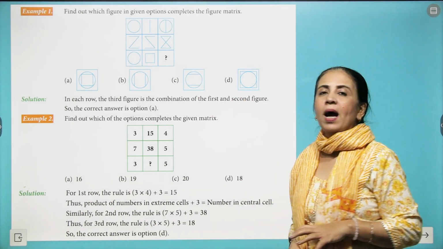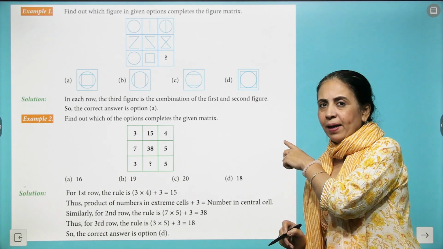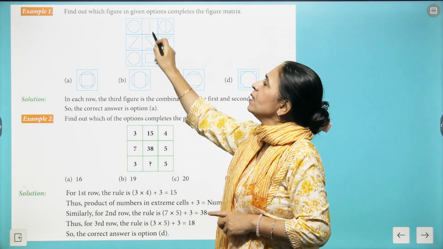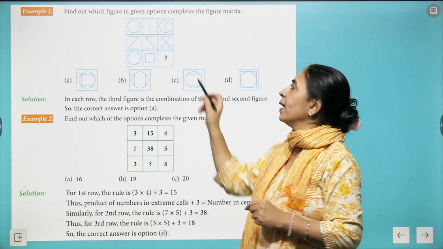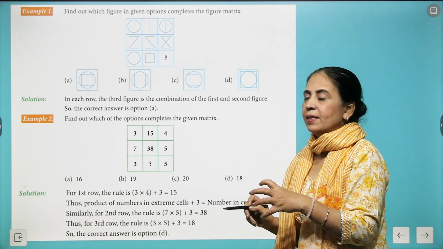So let's look at the question here. We have this 3 by 3 matrix, am I right? And here we have a circle, then a line, that is a vertical line, and the third figure has a circle with a line inside it.